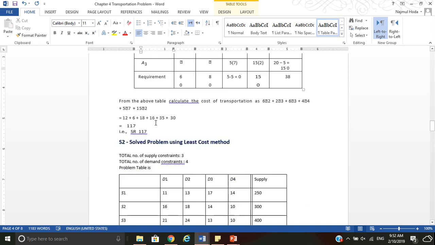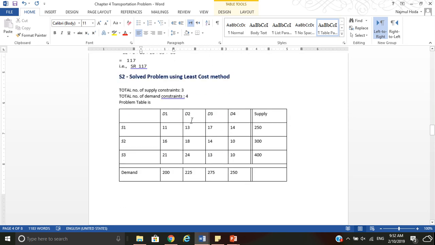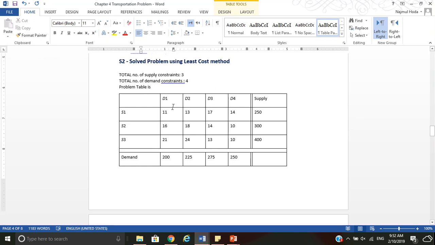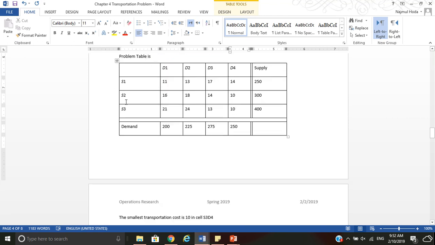Now let us go to the next problem solution, that is through the least cost method. Same, no difference. The only difference is that instead of selecting this cell, here we start from the lowest cell. So here what you see, the same problem, S1, S2, S3. The destinations are D1, D2, D3, D4, and we have to decide. These are the costs of transportation per unit, these are the supply and demand.